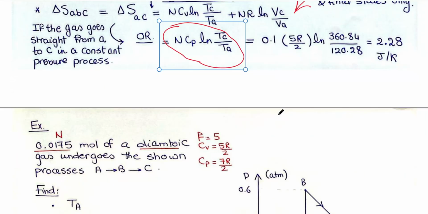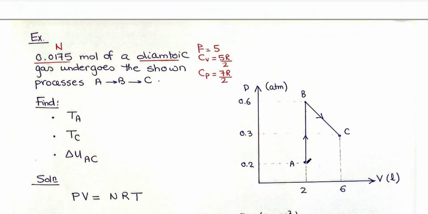Another example, we have this figure consisting of a constant volume process from A to B, then a linear relation from B to C. This is a straight line, so it's a linear relation. 0.0175 mole of diatomic gas undergoes the shown process. It's required to find Ta, Tc, and delta U. Required: the temperature at A, the temperature at C, and the change in internal energy from A to C.